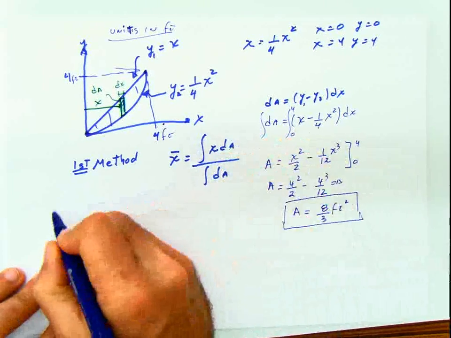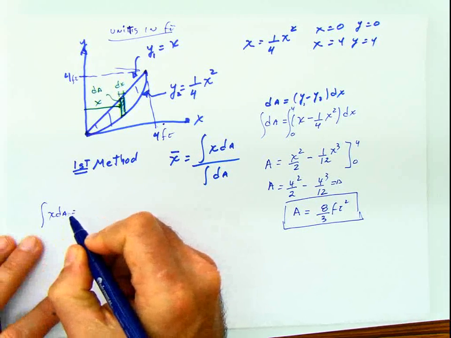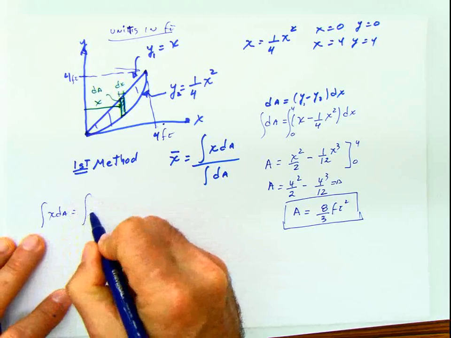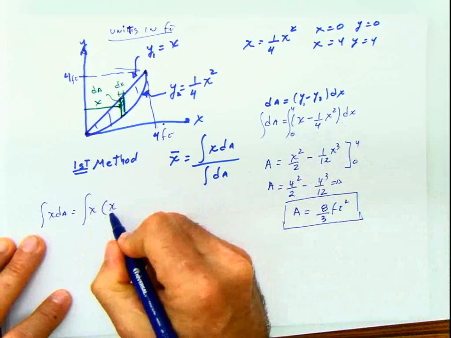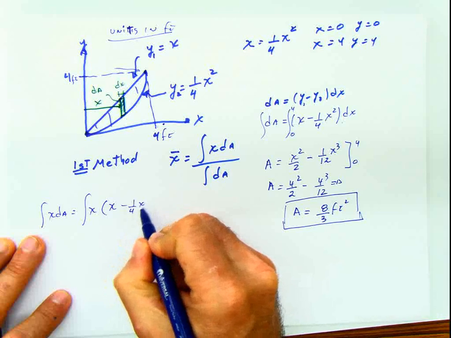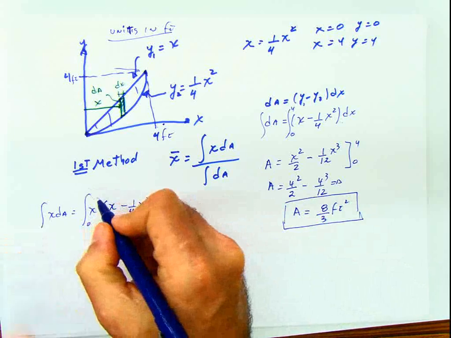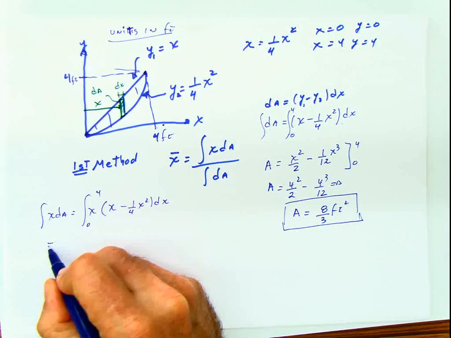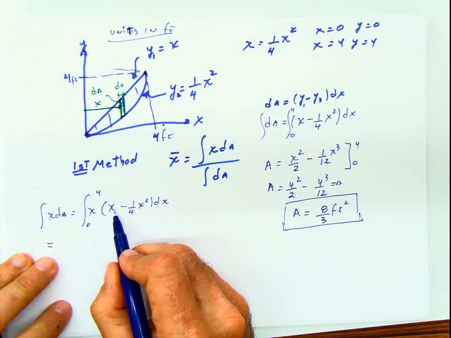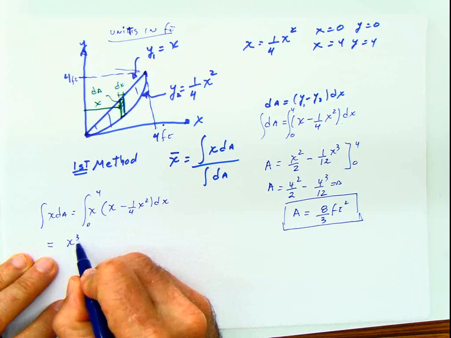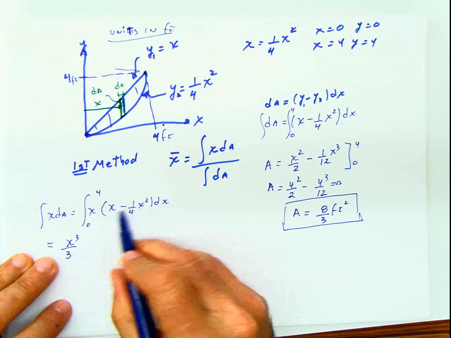I'm going to work with the top part of the integral first. The top part of the integral is x dA. Well, the only thing that I have to do is solve the integral of x multiplied by dA, but dA is this part here, so it's going to be x minus 1/4 of x squared dx from 0 to 4, and this is going to be equal to x times x is x squared. When I do the integration, it's going to be x to the third divided by 3, and this is going to be x to the third.